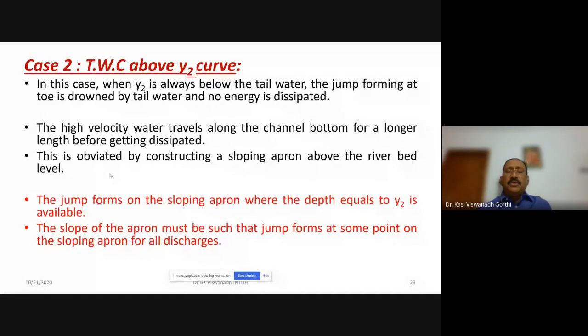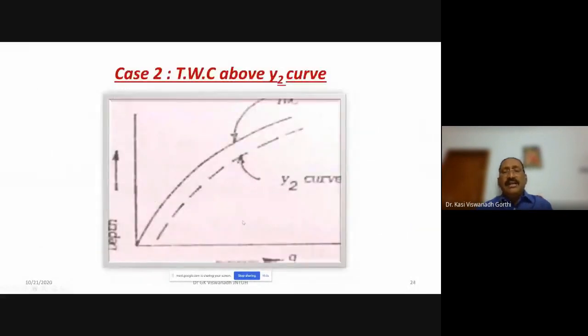Earlier case we have seen a horizontal apron. Now for case 2, it is a sloping apron. The jump forms on the sloping apron where the depth equal to Y2 is available, and the slope of the apron must be such that the jump forms at some point on the sloping apron for all the discharges.